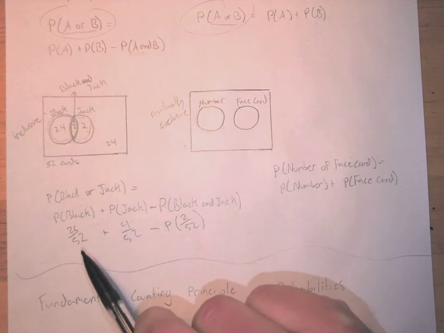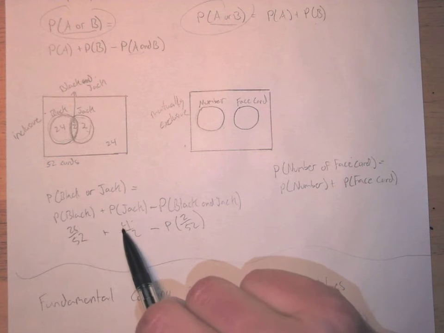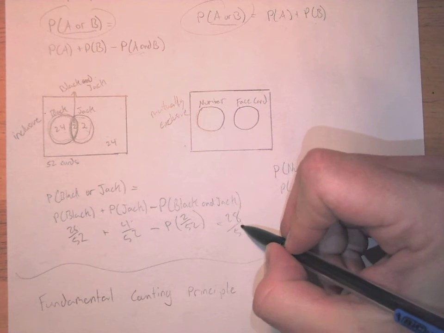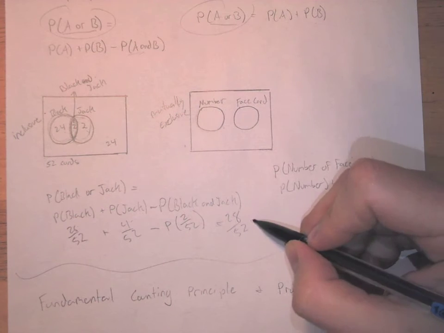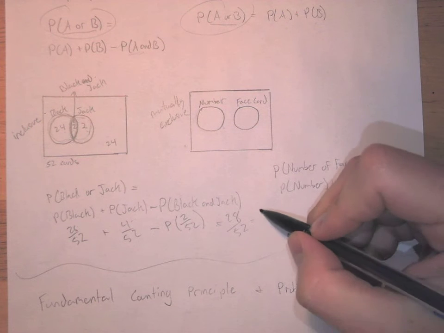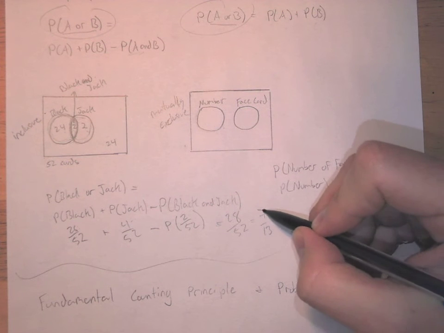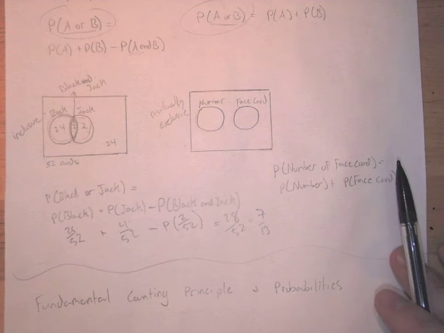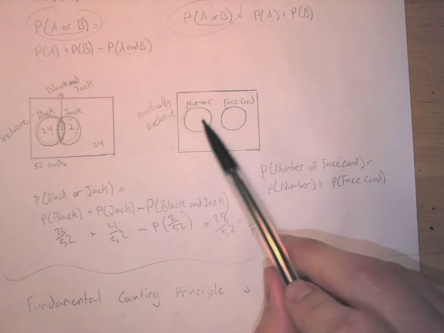Okay, so that's going to be 30. 26 plus 4 is 30, and then minus 2 is 28 out of 52. And then we reduce that, and that's 7 over 13. Okay, so that's just another example. When we're talking about or, we're going to add. Okay, in this case over here, these are mutually exclusive.